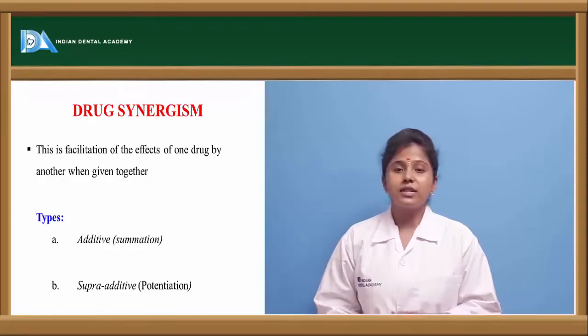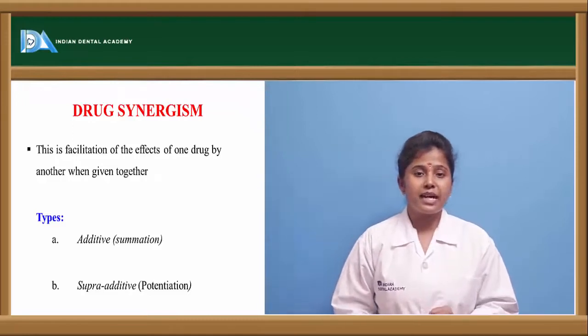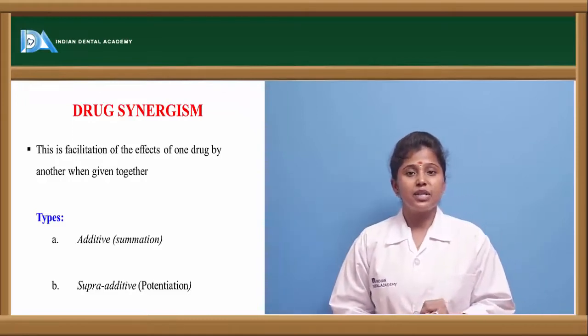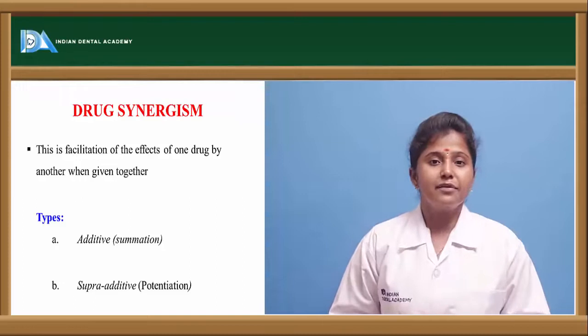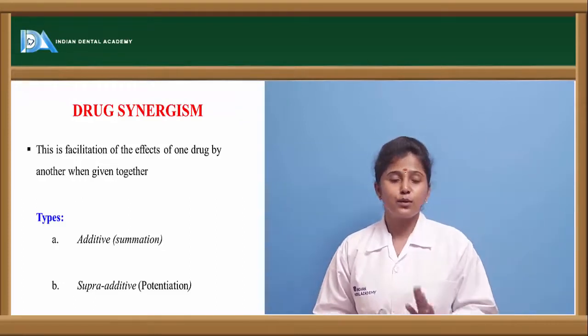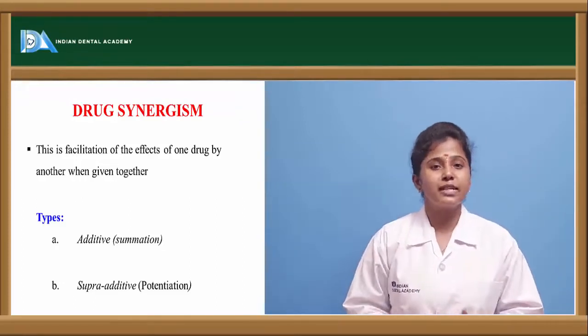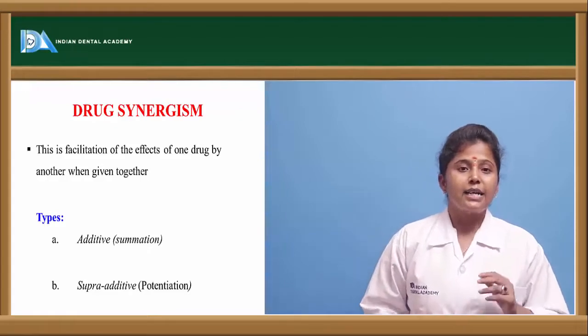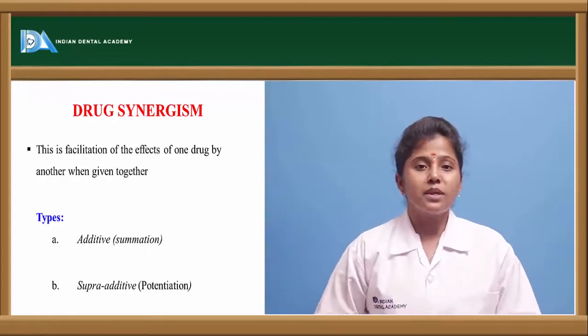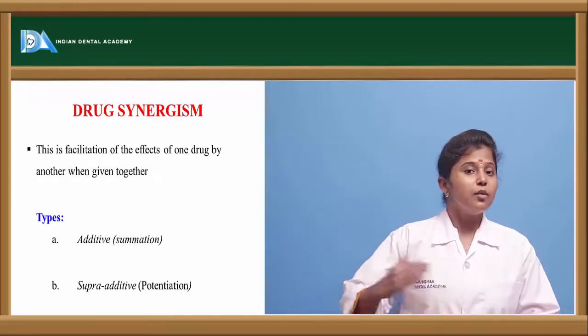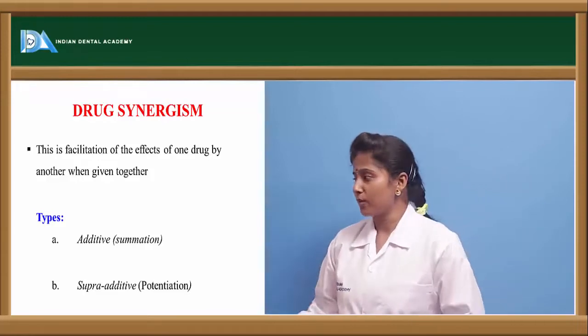This drug synergism is of two types again, that is additive effect and the other one is supra-additive effect. Additive effect is nothing but 1 plus 1 is equal to 2. That is, they are showing double the effect they have to show. The other one is supra-additive effect, in the sense 1 plus 1 is equal to 3 or 4. They are showing more than the effect they have to show.